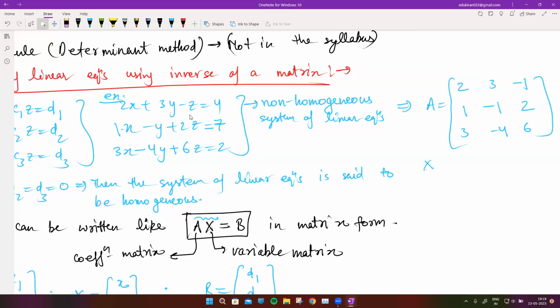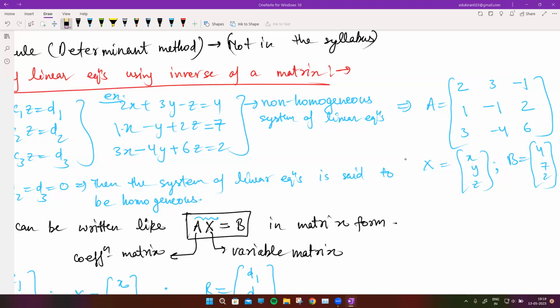Now what will be X? X is same for everyone. Don't worry about X. X is X, Y, and Z only, right? And then B would be a column matrix of 4, 7, and 2. We have to find out the value of X. We have A, we have B. So this is our goal.